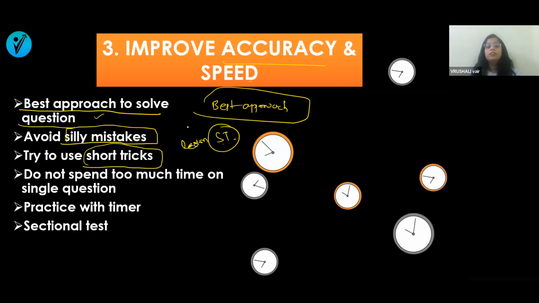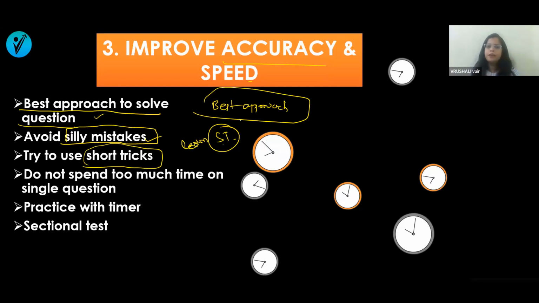So you have to avoid silly mistakes. For this, whenever you sit down to give a mock, you have to take care that there is no disturbance. You should be completely there, not like I'm giving the mock here but my mind has gone off on a trip somewhere else. It should not happen. So avoid silly mistakes in a mock, in the real exam, and while preparing. Everywhere, always try to avoid it.